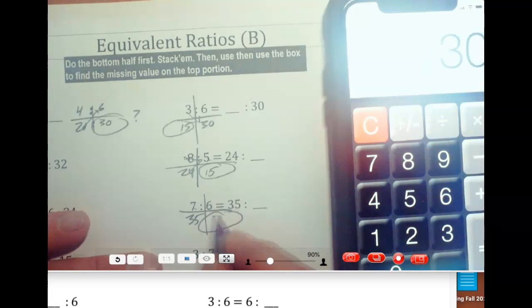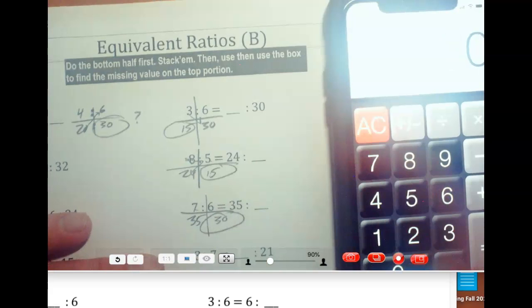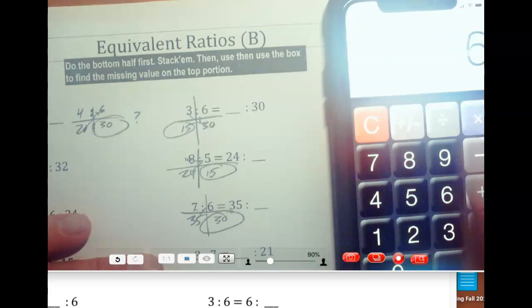I got 30. Try it again. 35 times 6, that's multiplying diagonally. And we'll divide that by 7. There you go. All right, good luck.